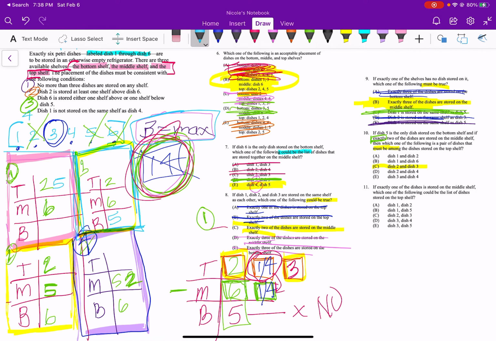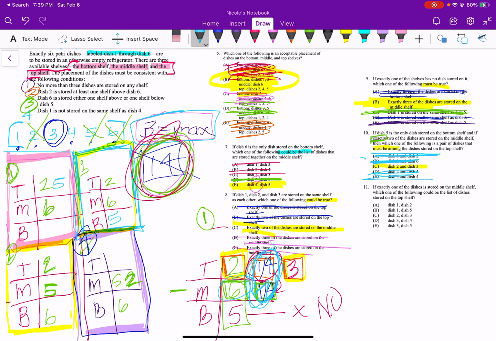And if you wanted to look at these, why does it have to be not 1 and 2? Well, because 1 and 6. We have 6 on the middle shelf, so that doesn't even work. D, 2 and 4, for the same reasons: 1 and 4 going back and forth, so it must not be true. E, dish 3 and 4. Once again, 3 and 4 going back and forth, so it can't be that.